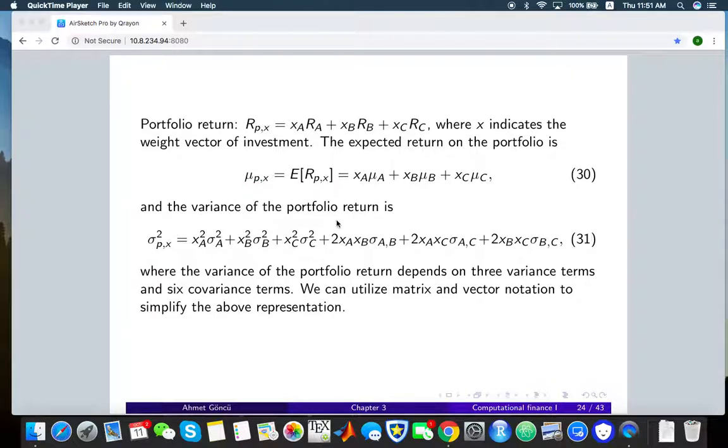Therefore, the expected return on our portfolio is given by the expected returns on each asset multiplied by the weights of investment into A, B, and C. Similarly, we can write down the variance of this portfolio by applying the variance formula. You can see that the investment weights are squared and multiplied with the variance of each asset. Then we have the cross covariance terms. Since the covariance of A and B is the same as the covariance of B and A, we have this 2 multiplying these terms, and we have 3 possible covariances: AB, AC, and BC.